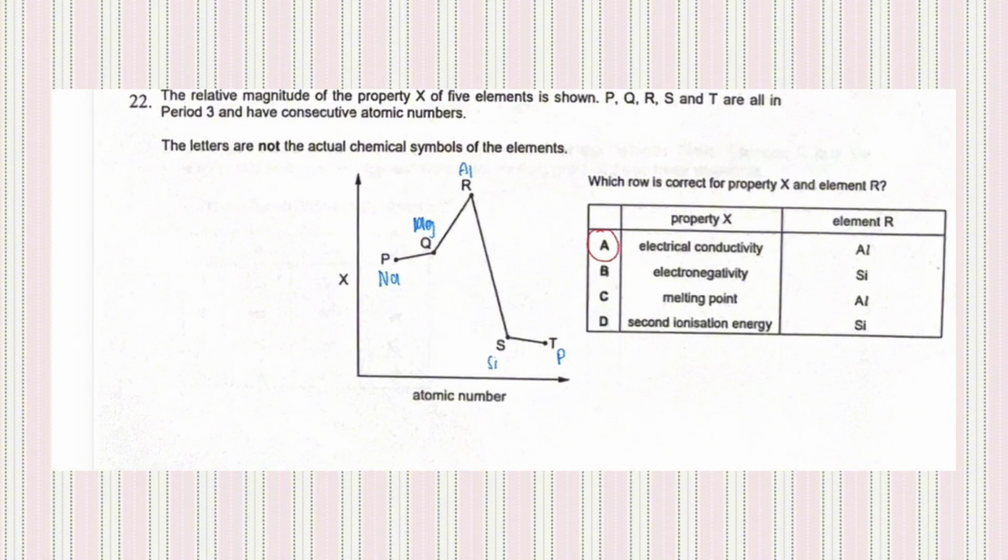The trend of metallic bonding gets stronger from Na to Mg to Al because they contribute more delocalized electrons. This makes electrical conductivity peak at aluminium. The drop right after aluminium comes with silicon, which is a metalloid or semiconductor, causing the electrical conductivity to drop sharply at element S.